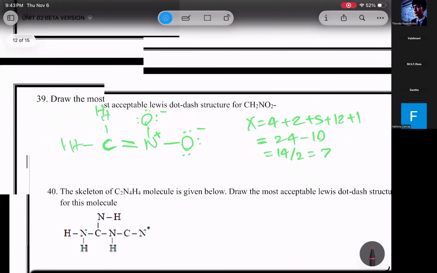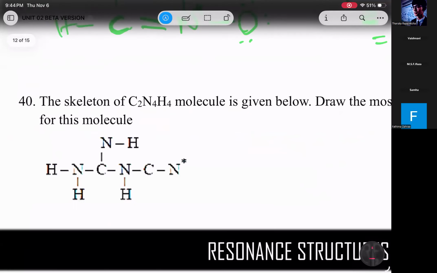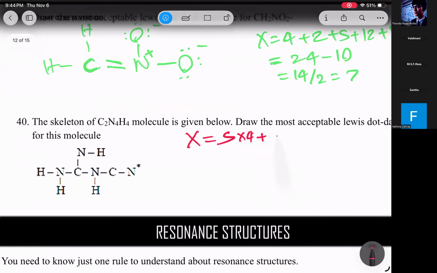Okay. 40th one. The skeletal of C2N4H4 molecule is given below. Draw the most acceptable Lewis dot dash structure for the molecule. So let's draw it. Let me calculate it. X is equal to 5. There are 5 times 4 nitrogen. Carbon there are 2, so 4 into 2. Hydrogen there are 1, 2, 3, 4. 5 into 4, 20. And 4 into 2, 8. And then here 4. Then 28 and 32.